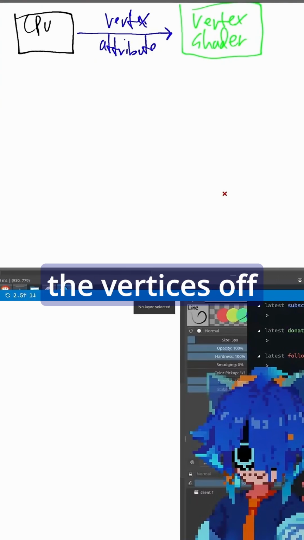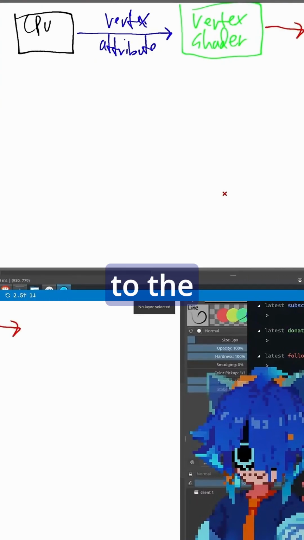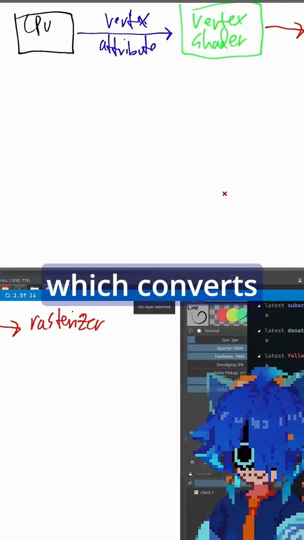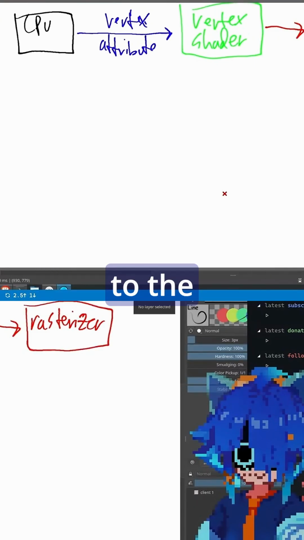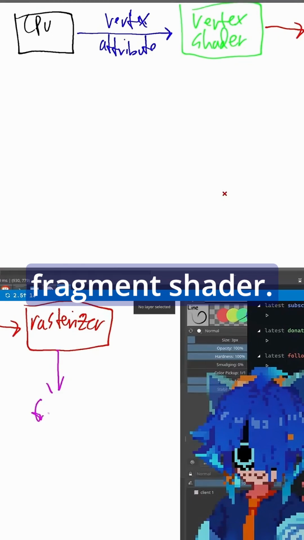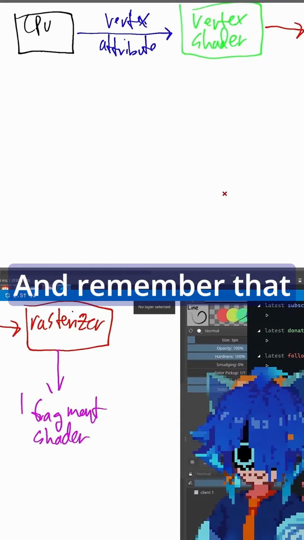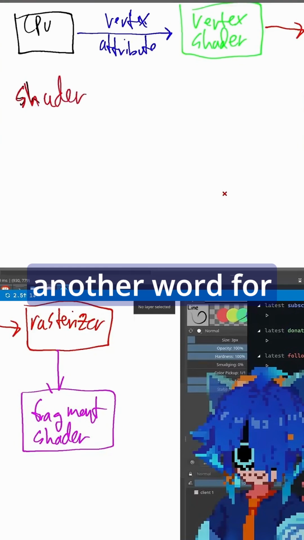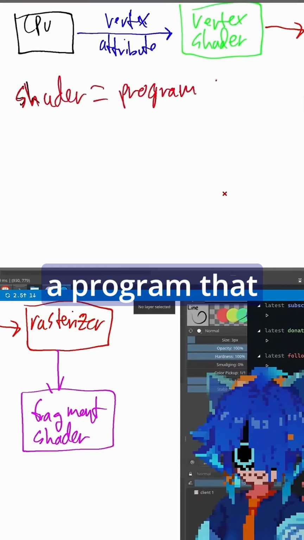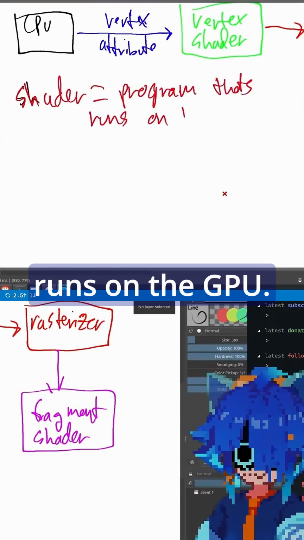And then it hands the vertices off to the rasterizer, which converts them into pixels. And then the rasterizer hands those pixels off to the fragment shader. And remember that a shader is just another word for a program that runs on the GPU.